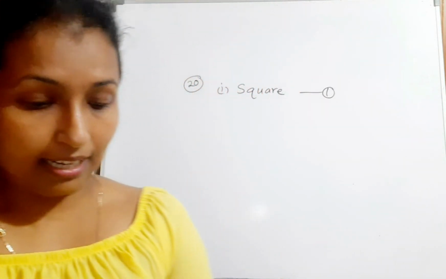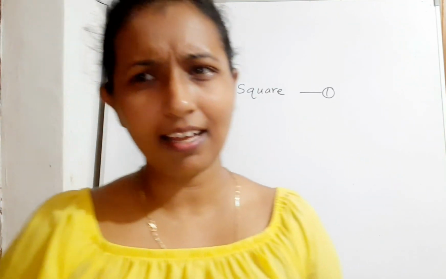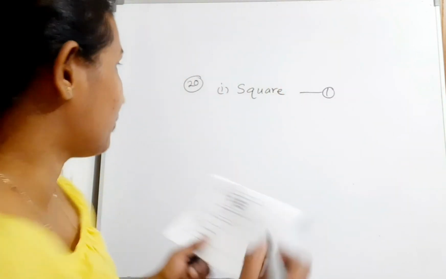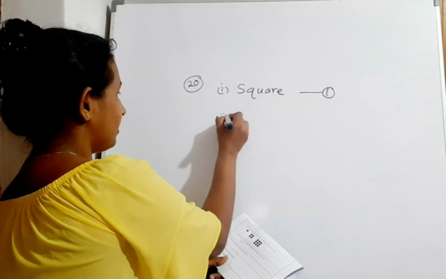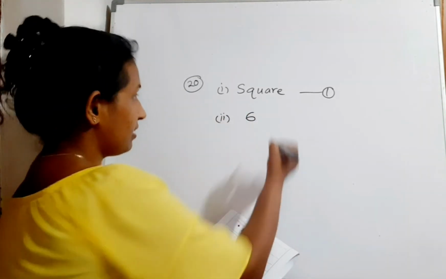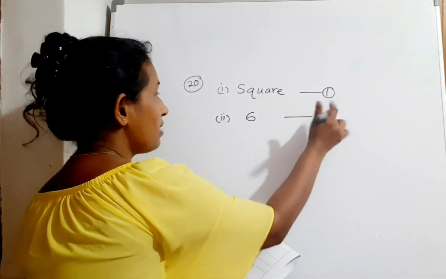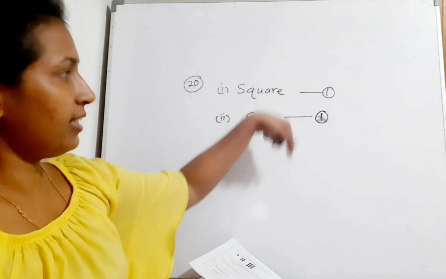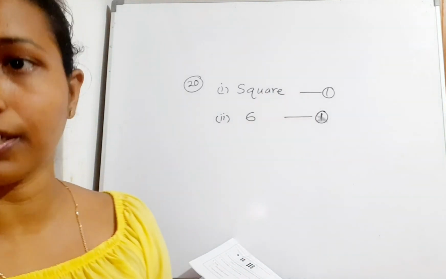Next one, find the number of faces. How many faces are there in a cube? 1, 2, 3, 4, 5, 6. There are 6 faces. So you have to write here 6. That is the answer. So 1 mark for that one. Then 2 marks for that question.